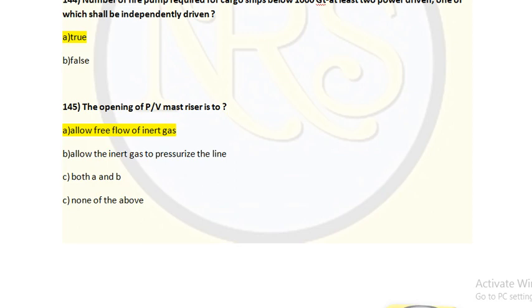The PV master is mainly to prevent the pressurization of the tank. If the tank is pressurizing, the line is getting pressurized, this gas has to be released. So in order to maintain the tank in normal condition during loading operation, discharge operation, or sailing condition also, the tank is always filled with inert gas. Most of the cases, it will be filled with inert gas. Only gas free when you are going for inspection or maintenance, when our ship goes to dry dock. So for question number 145, option A, allow free flow of inert gas, is the correct answer.